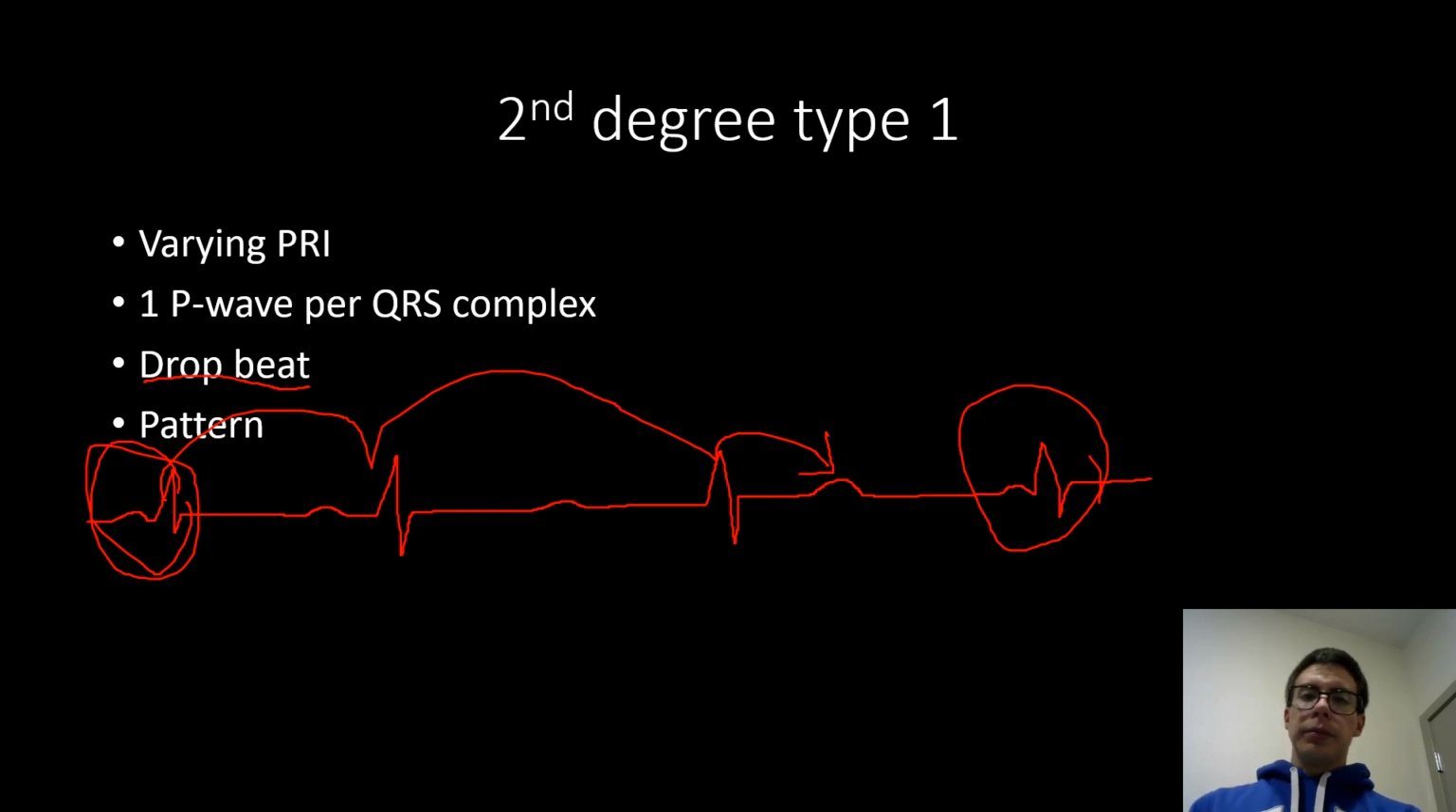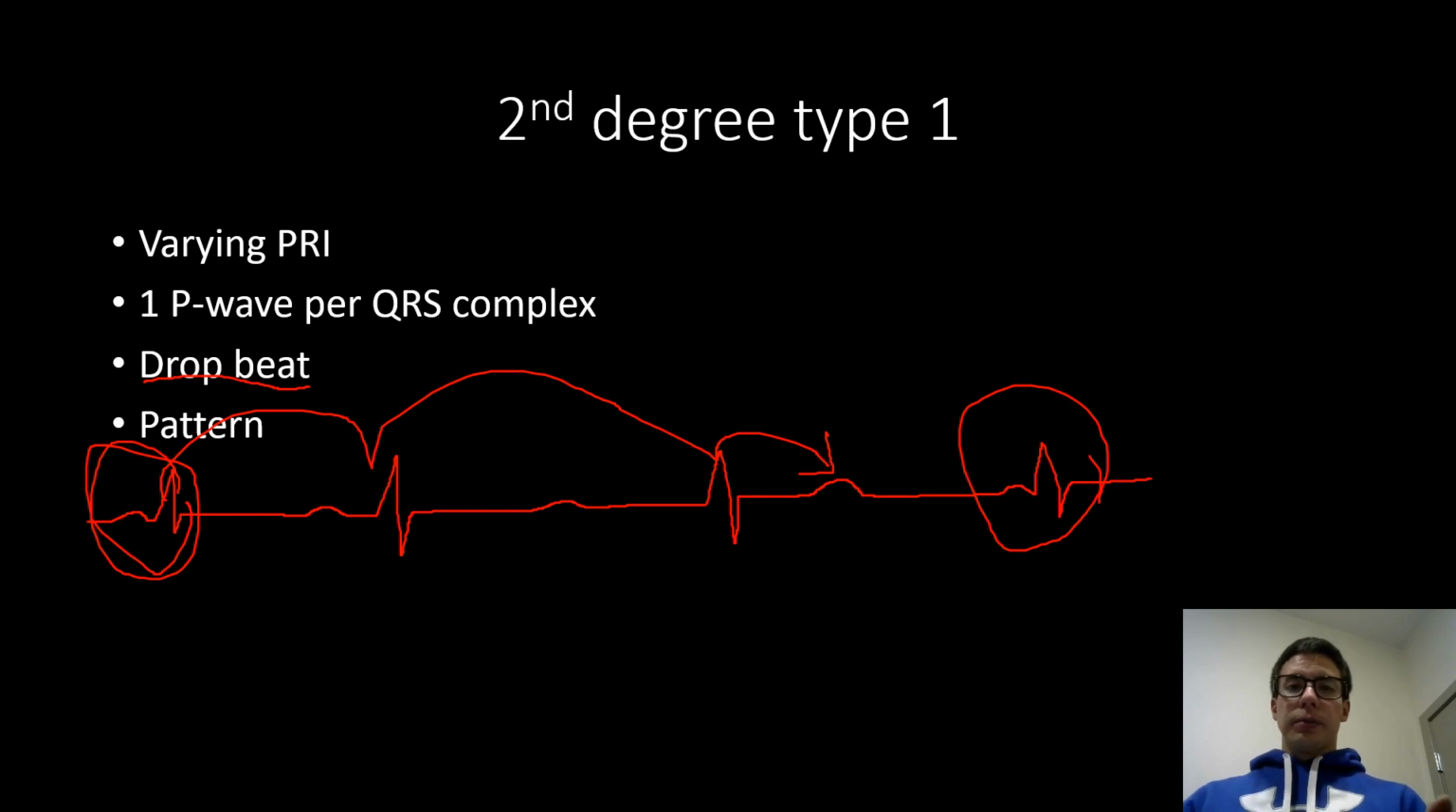And a way that I learned to remember this, another name for a second degree type 1 AV block is Wenckebach, and that sounds a lot like wink and back. So there's a story to this. Let me prepare for story time.